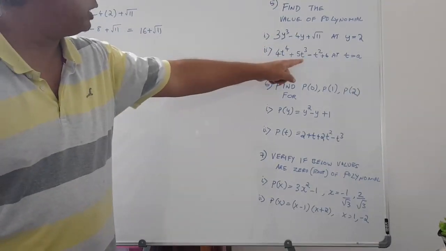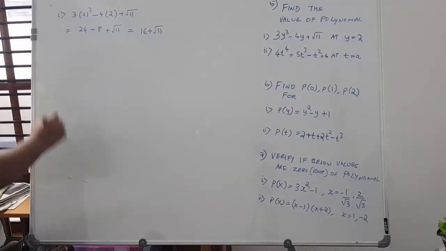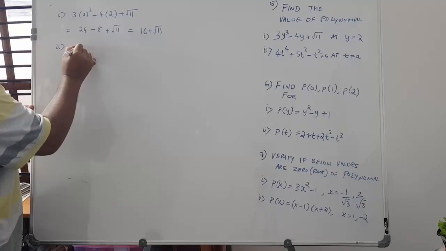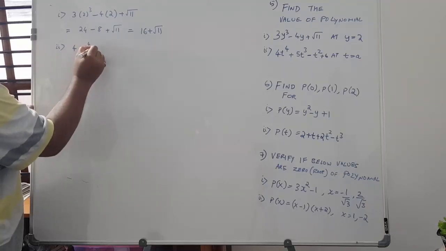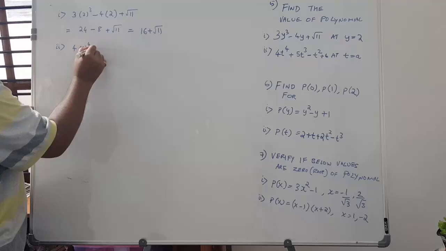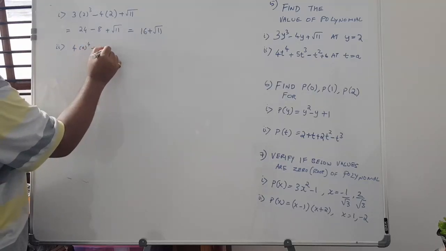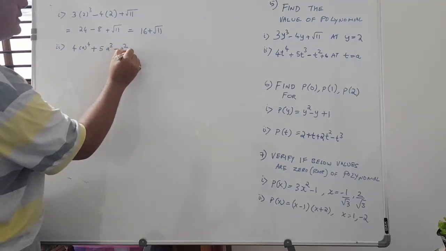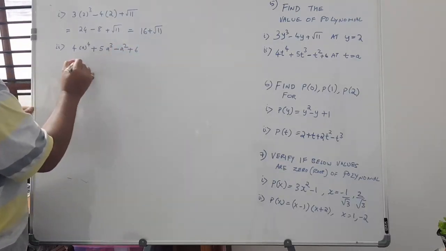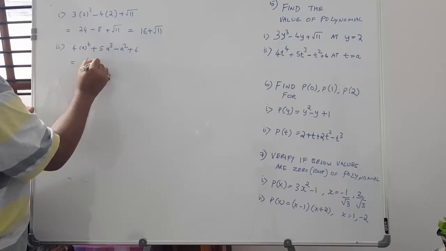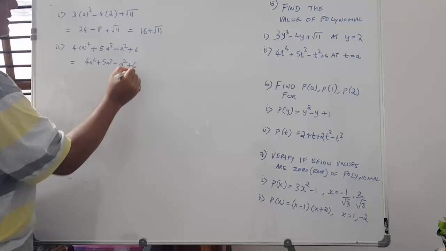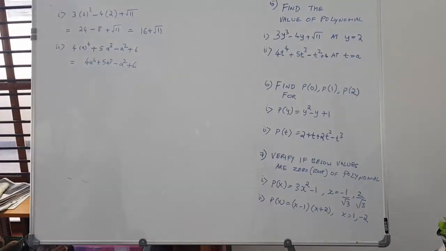What is the value of this polynomial at t equal to a? For the second problem, we are substituting a instead of t. So we get 4 into a power 4 plus 5a cube minus a squared plus 6. So we get 4a power 4 plus 5a cube minus a squared plus 6. So this is the value of the polynomial at t equal to a.